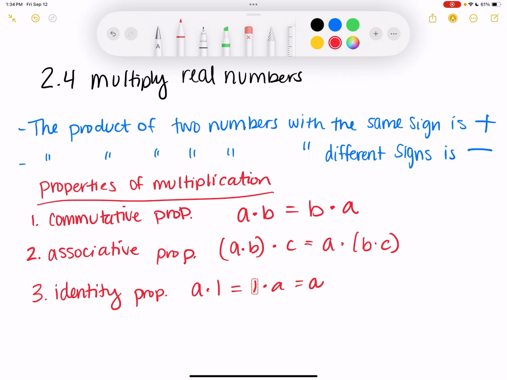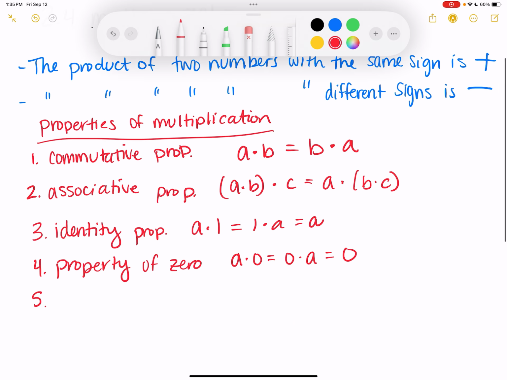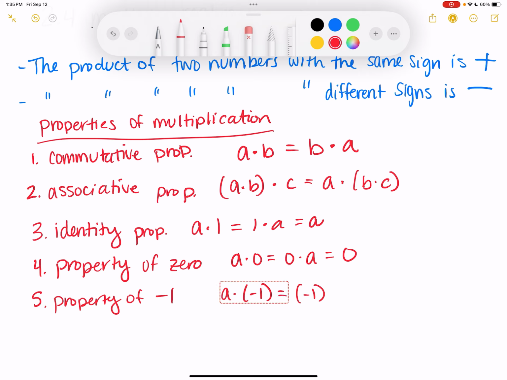We also have a property of 0, which just says that A times 0 is equal to 0 times A is equal to 0. So anything times 0 is 0. And then lastly, we have the property of -1, which says A times -1 is equal to -1 times A is equal to -A.